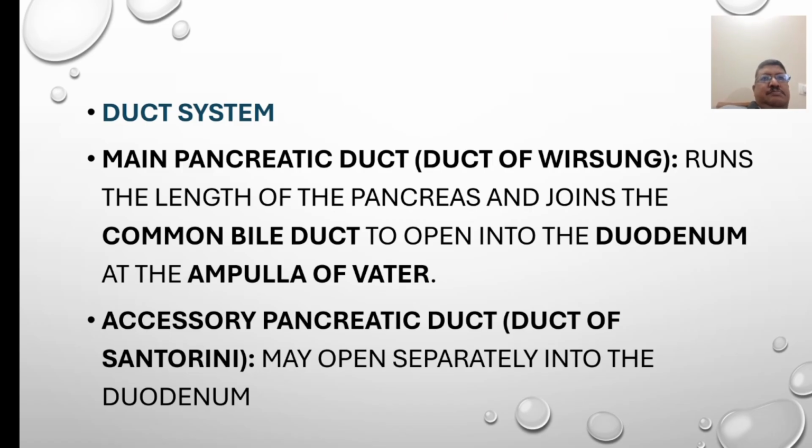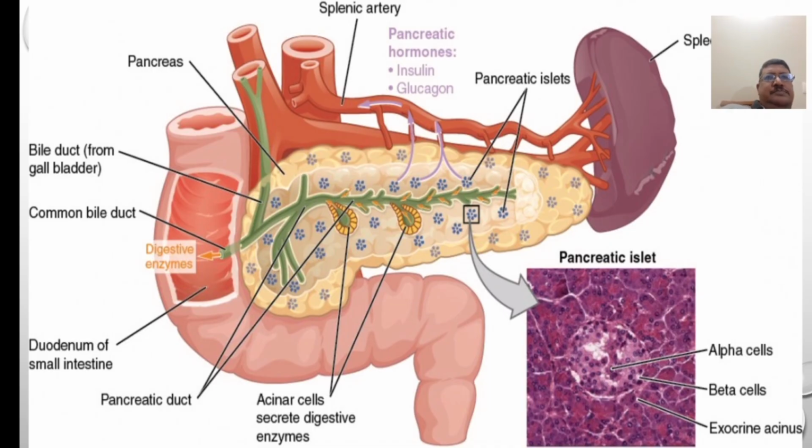Duct system: the main pancreatic duct of Wirsung runs the length of the pancreas and joins the common bile duct to open into the duodenum at the ampulla of Vater. The accessory pancreatic duct of Santorini may open separately into the duodenum.